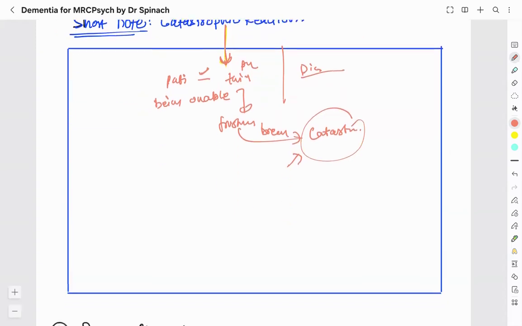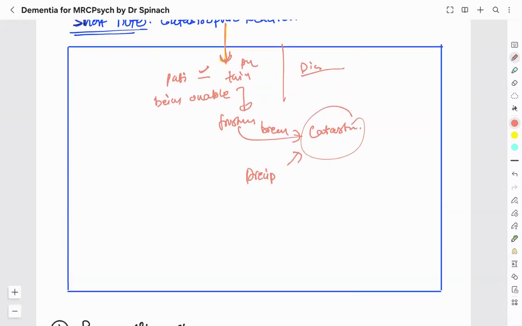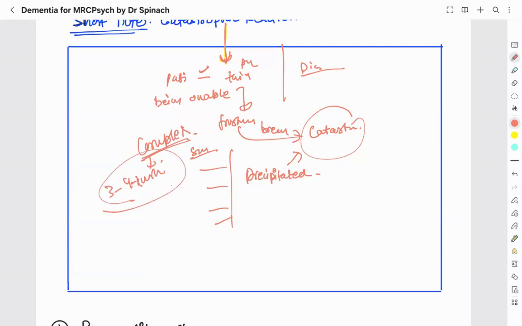A catastrophic reaction is usually precipitated. It will not occur out of the blue. If you give them complex tasks, not a simple task, for example with 3 or 4 instructions together, and they are unable to do it, then they will get frustrated and land in a catastrophic reaction.